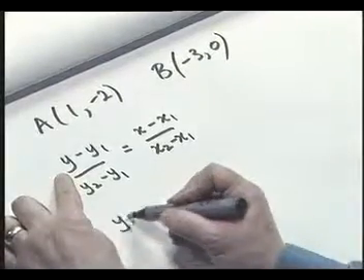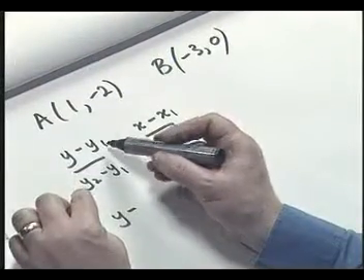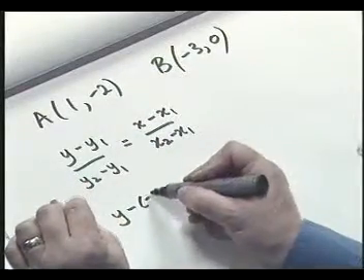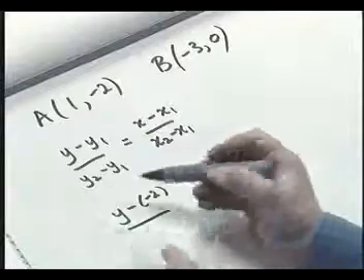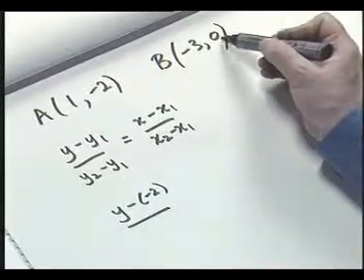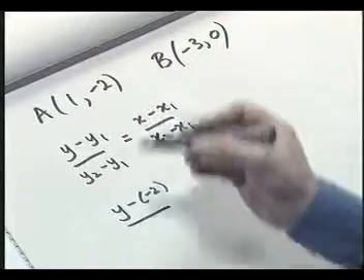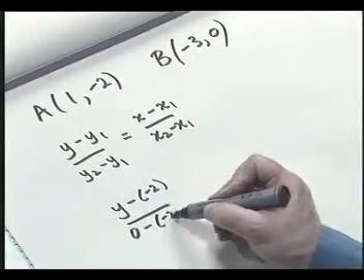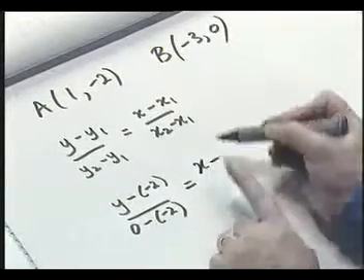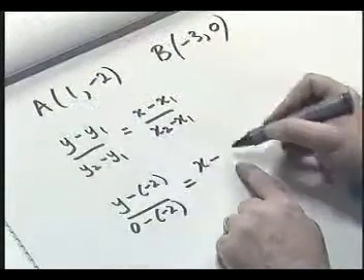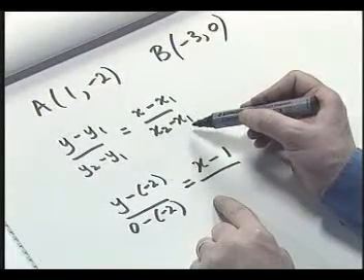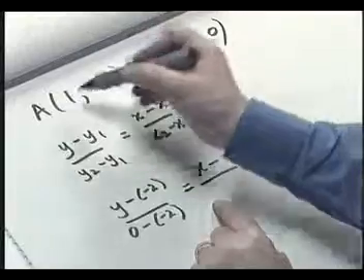So we want y minus y1. y1 is the first of the y values, which is minus 2. y2 minus y1 is the difference of the y values. That's 0 minus minus 2. Equals x minus x1, where x1 is the first of the x values, which is 1. And x2 minus x1 is the difference of the x values. That's minus 3, subtract 1.